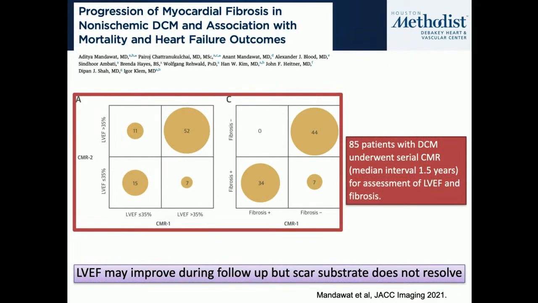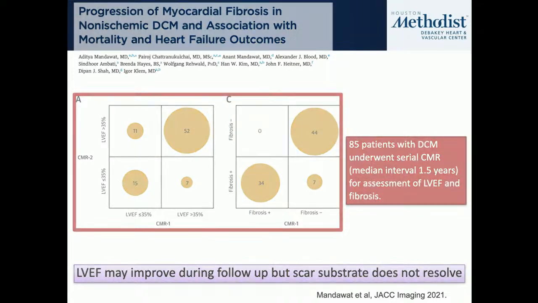And I think one of the strengths here is that whereas ejection fraction is a dynamic measure, it can change from time to time with medical therapy, with just the natural history of the disease process, scar is a very stable substrate in the sense that if you repeat image a patient, the scar is not going to go away. The scar may progress in a small percentage of patients, but it certainly doesn't regress.